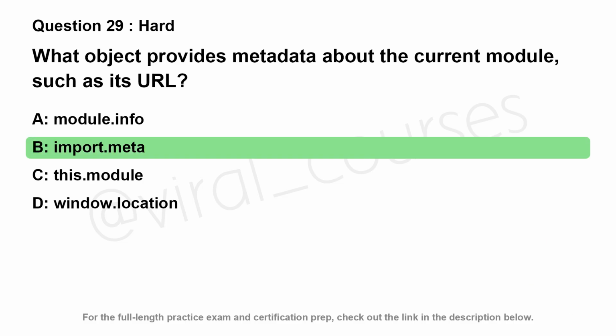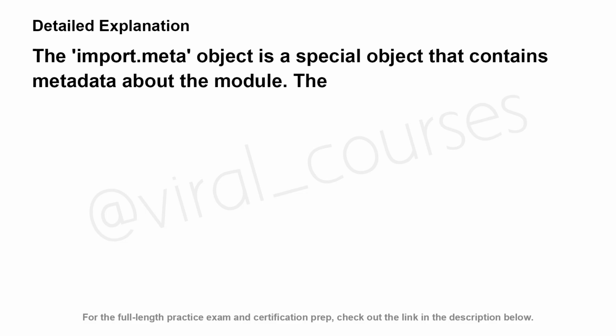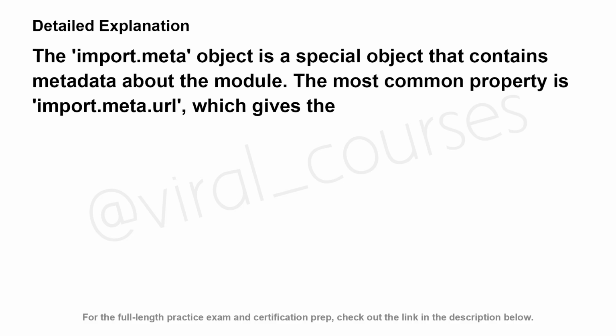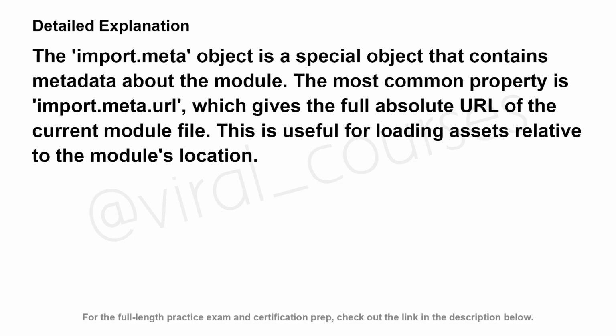The correct answer is B. The import.meta object is a special object that contains metadata about the module. The most common property is import.meta.url, which gives the full absolute URL of the current module file. This is useful for loading assets relative to the module's location.